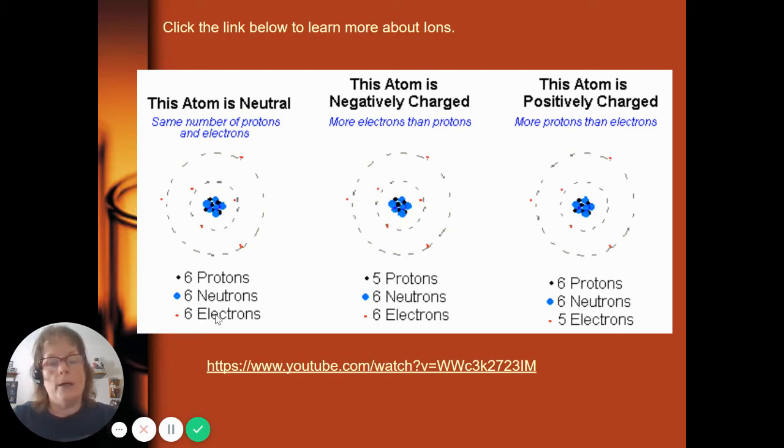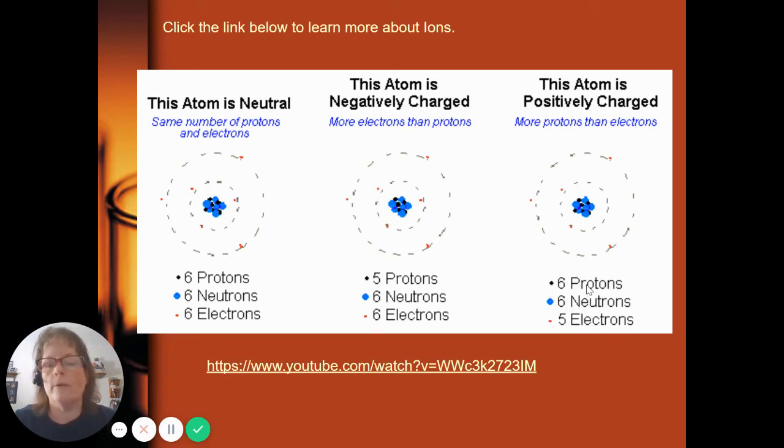You get an ion when you have more or fewer electrons than you do protons. Again, the protons don't change at all. They are going to stay the same. It's only the electron count that changes. So in this case, if you look, there are 5 protons in the nucleus, but we have gained an extra electron. So that gave us 6. So now we have an extra negative charge, which is going to make a negative ion.